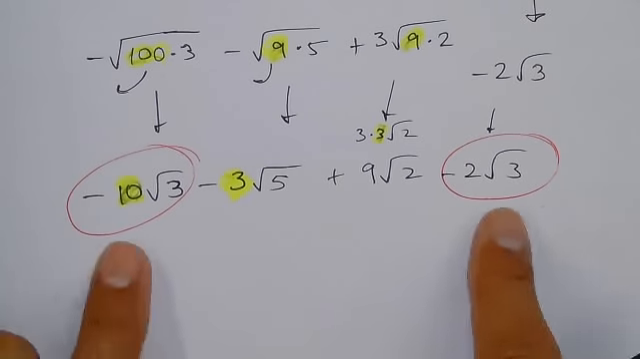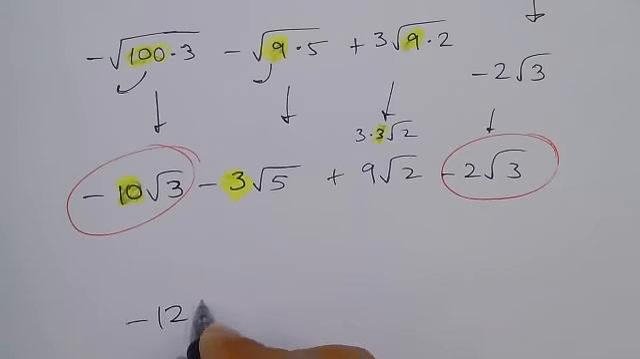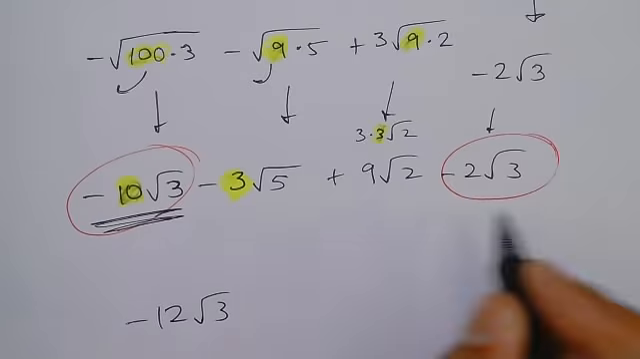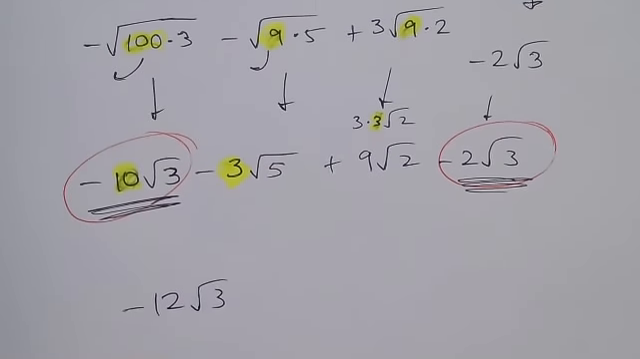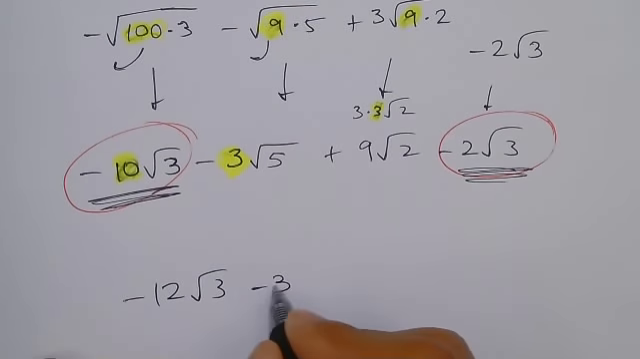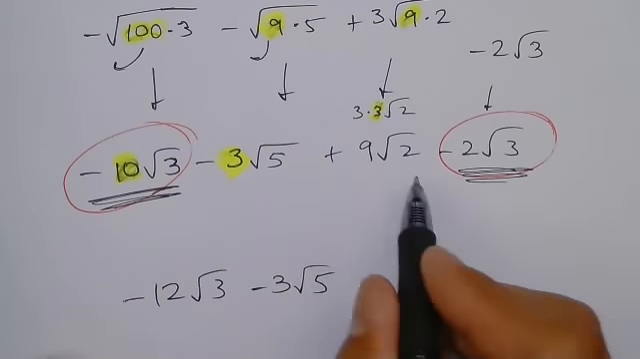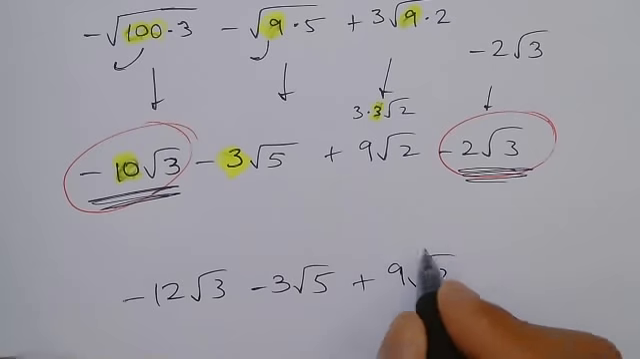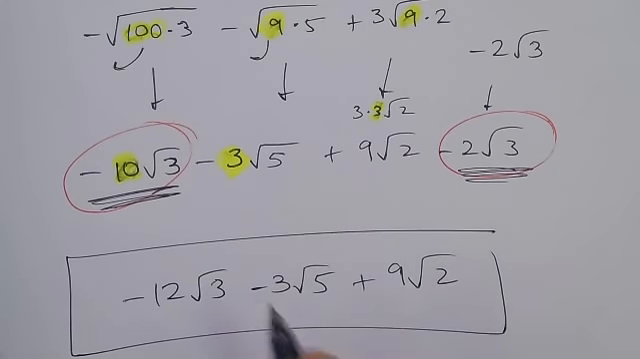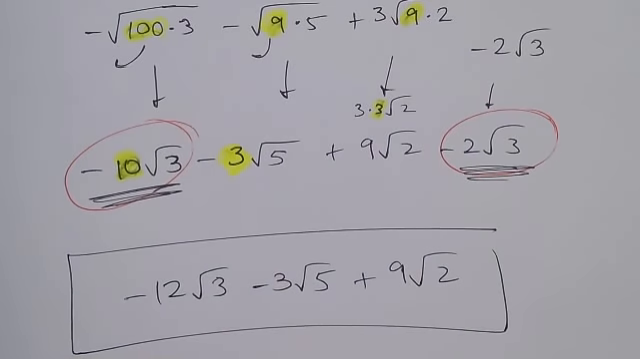No. Which ones have like terms? Okay, Ismail, how do you want to write this? Negative 12 root 3. Oh, you want to add these first? Okay. Negative 12 root 3 is correct when you add these two. Yeah, that's right. Minus 3 root 5, that one. Yeah. Plus. All right, there it is.